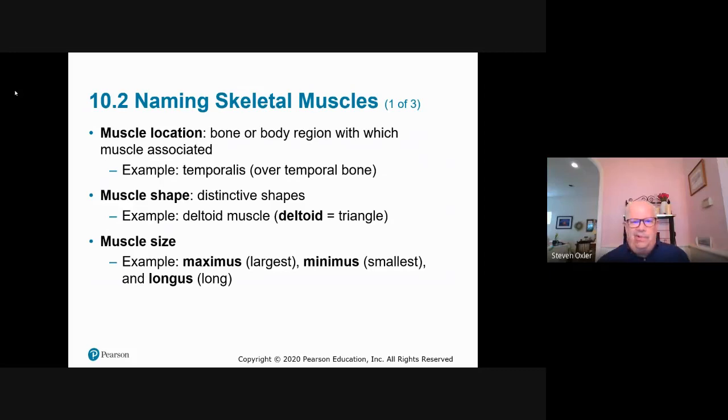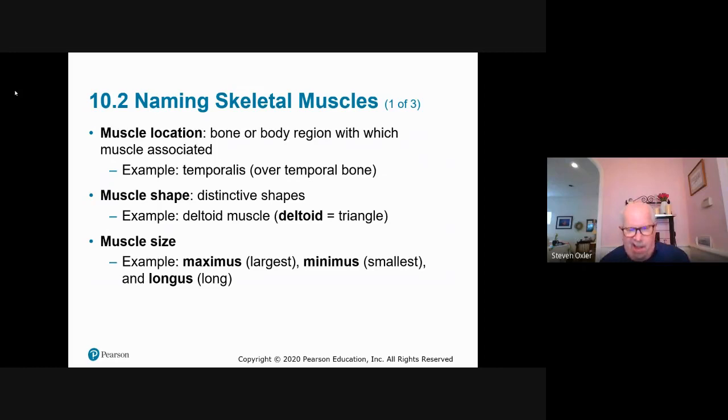How do we name muscles? Well, the majority of muscles are named for these three things: location, shape, and size. Muscle location. The temporalis muscle is right here over my temporal bone. That's why it's called the temporalis muscle.